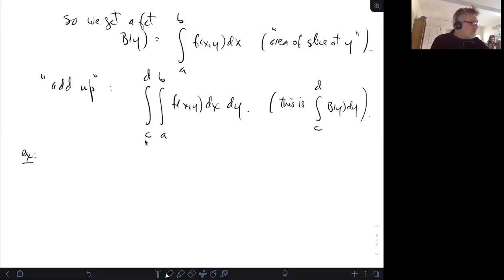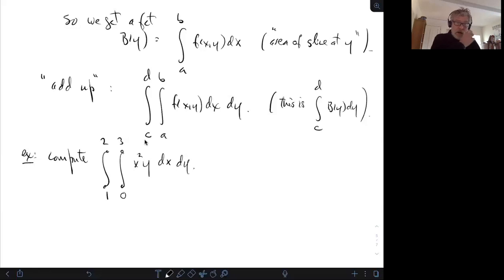I'm going to take the following iterated integral to compute: integral 1 to 2, integral 0 to 3, x squared y dx dy. So essentially my function f of x, y is x squared y, and the first example was slicing the way I presented the first time, now I'm doing it the other way. Again, always start on the inside.